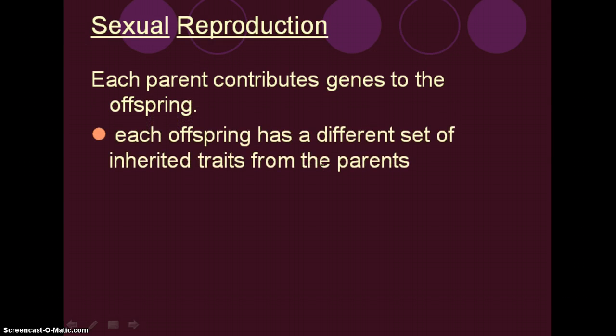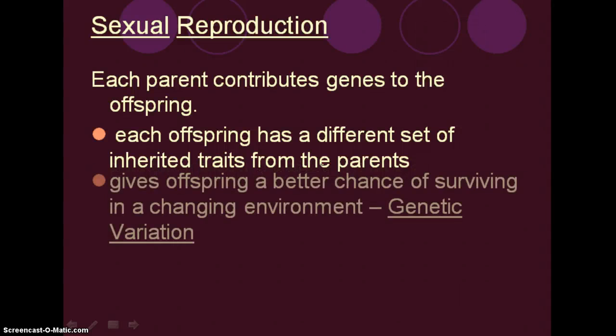In sexual reproduction, each parent contributes genes to the offspring, and each offspring has a different set of inherited traits from the parents. So you're not an exact copy in any way to your siblings. Now, identical twins do have similar properties, and they do have similar genetics, and they are produced from the same egg and sperm if they're identical twins. So that is a little bit of an exception.